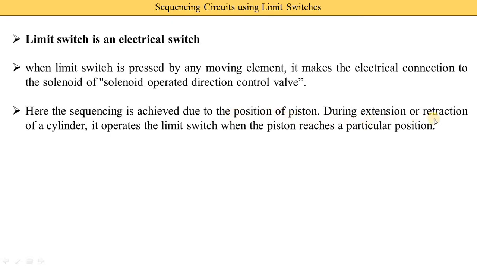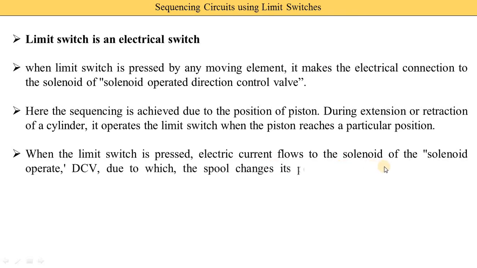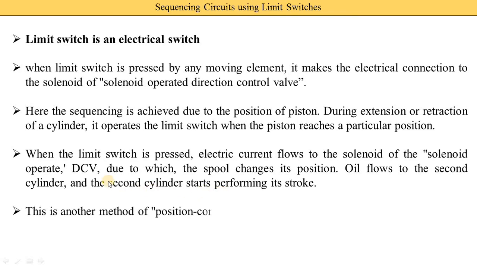During extension or retraction of a cylinder, it operates the limit switch when the piston reaches a particular position. When the limit switch is pressed, electric current flows to the solenoid of the solenoid operated directional control valve, due to which the spool changes its position. The spool is one component of the directional control valve, and when the spool changes its position, the directional control valve also changes its position. Oil flows to the second cylinder, and the second cylinder starts performing its stroke. This is another method of position control sequencing.